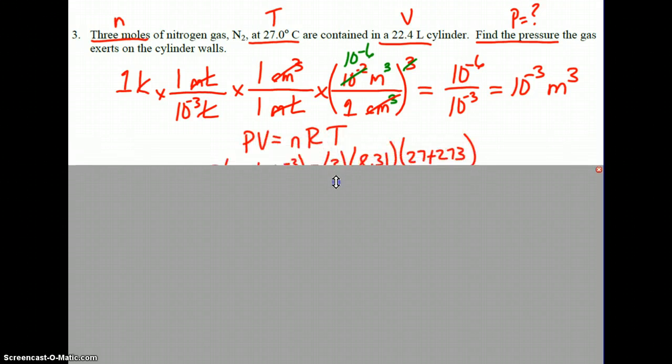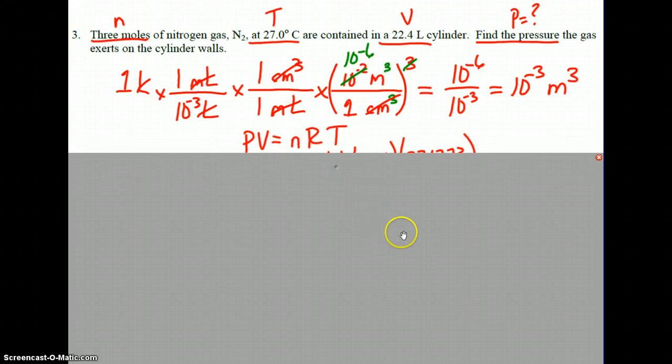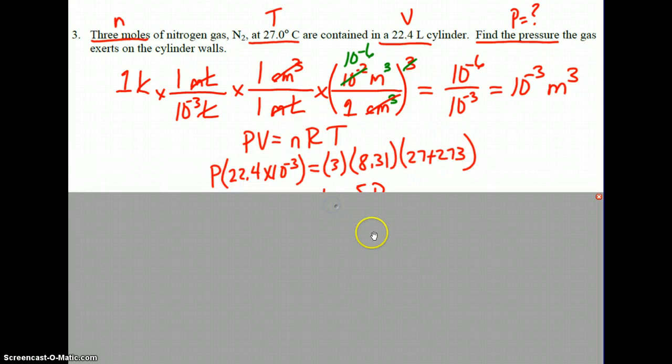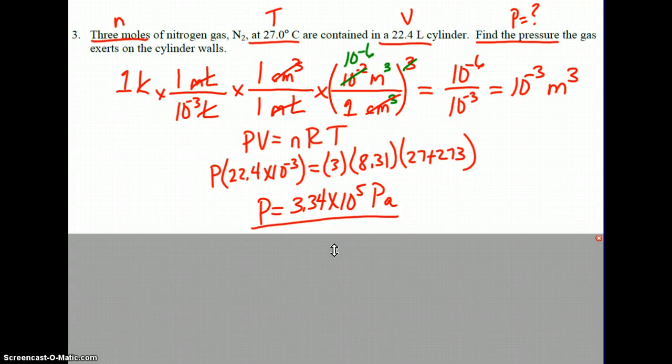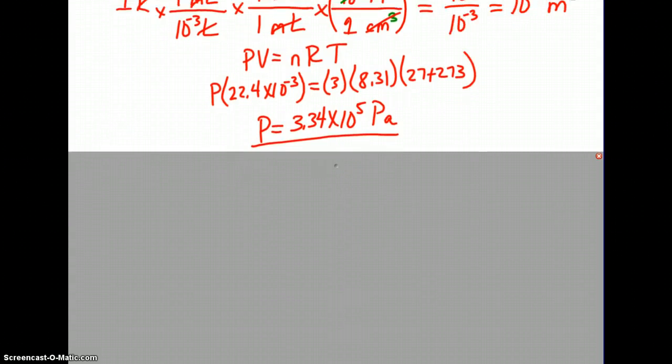Like I said, from now on, we won't go through all of that. We're using the ideal gas law equation here, PV equals nRT. We go ahead and we substitute P times 22.4 and just add the times 10 to the negative 3 on the end to get your meters cubed, equals 3 moles times 8.31 for the gas constant. And our temperature also needs to be in Kelvin, 27 plus 273. Go ahead and calculate, solve for P, the pressure, and we get 3.34 times 10 to the 5th pascals.